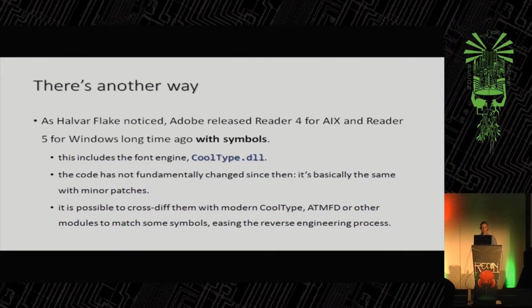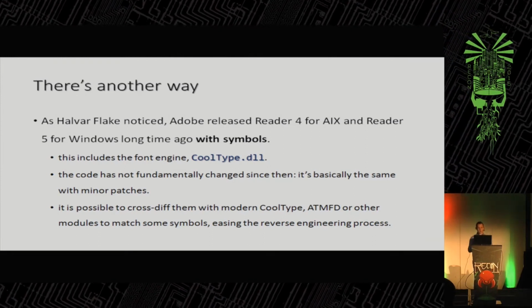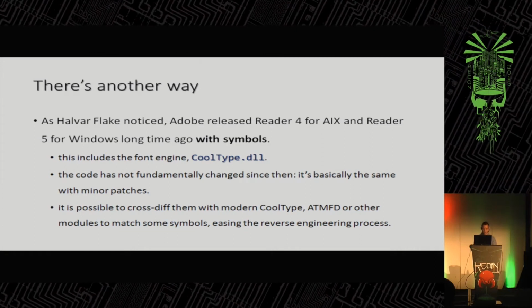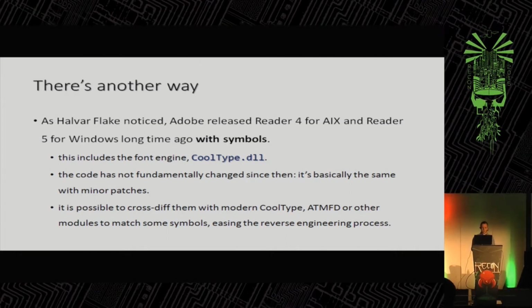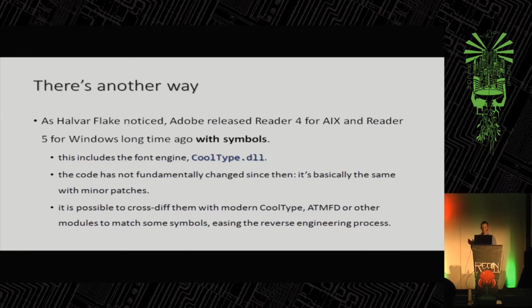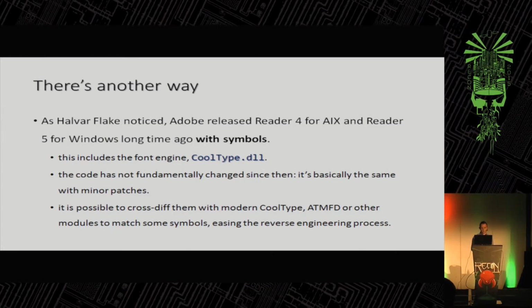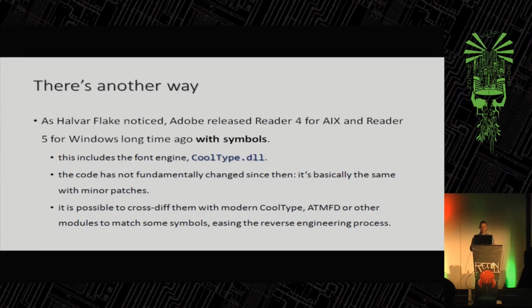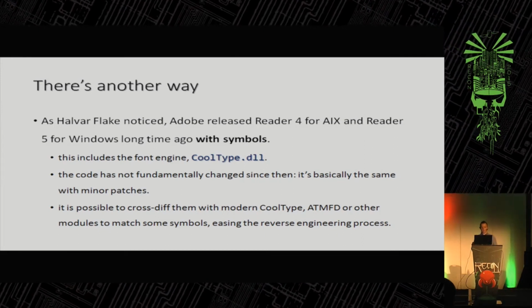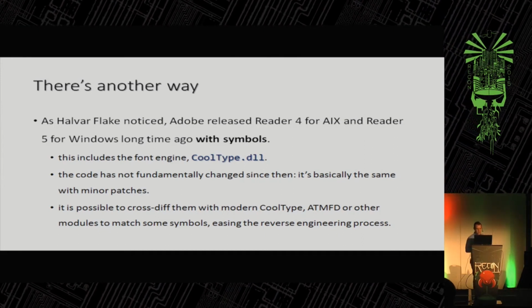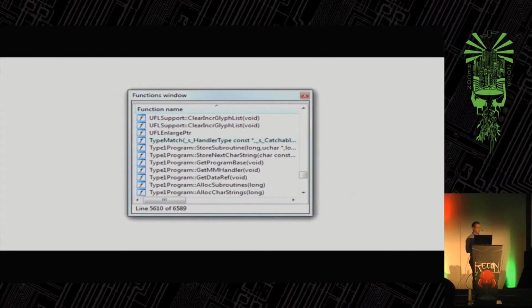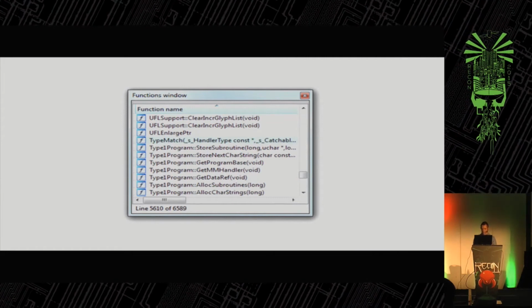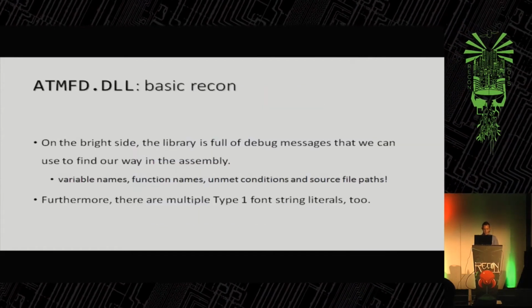So this also included the font engine, CoolType. And since the code, even though it was very old, it is very old right now, it hasn't really changed fundamentally. So there are many things that you can take from the old CoolType, many symbols that you can actually just take and put into ATMFD, and they will work because the functions are very similar. So yeah, this is basically several function names that are quite useful from the old version of CoolType.